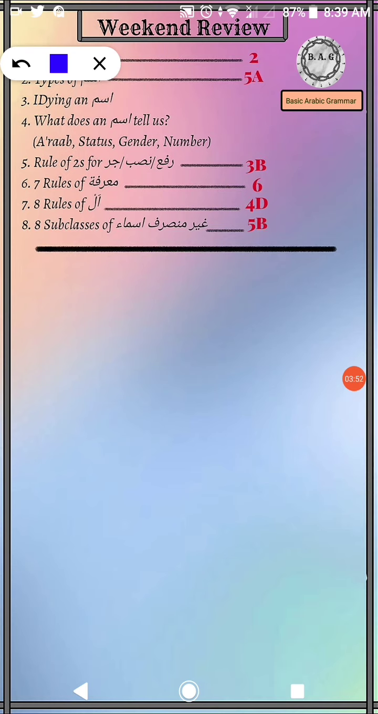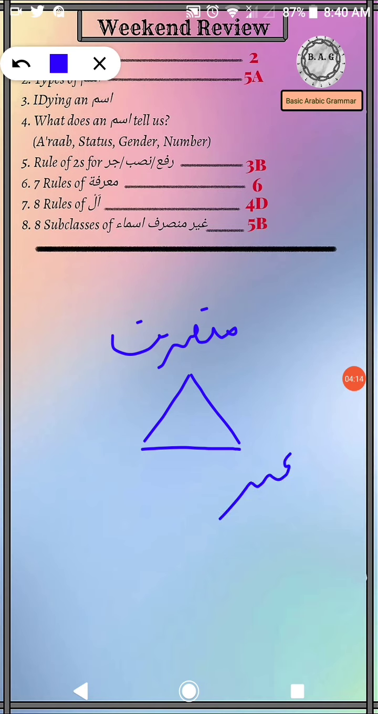All right, so ism is divided into three types, three subcategories, and the first one is called munsarif. The other one is called ghair munsarif, and the third one is called mabni. All right.